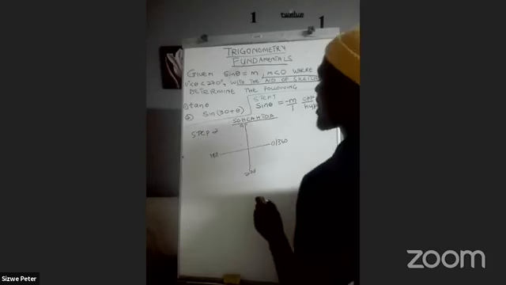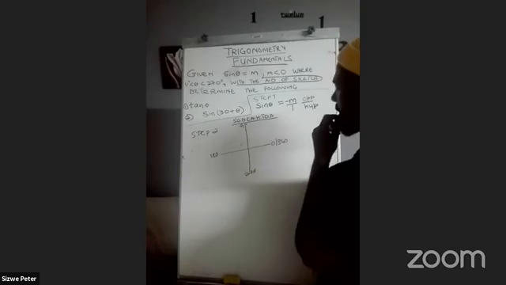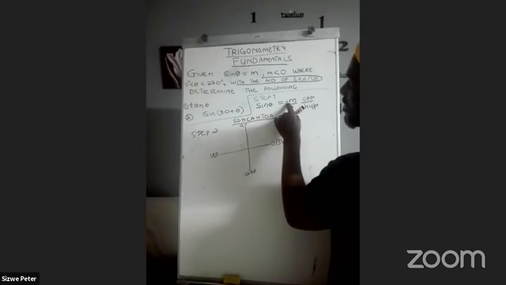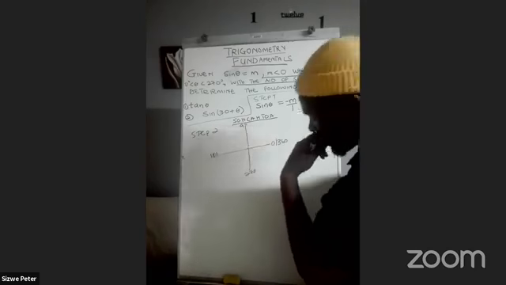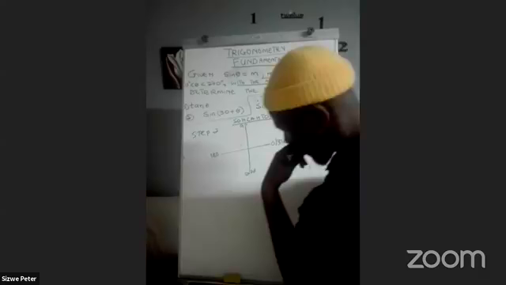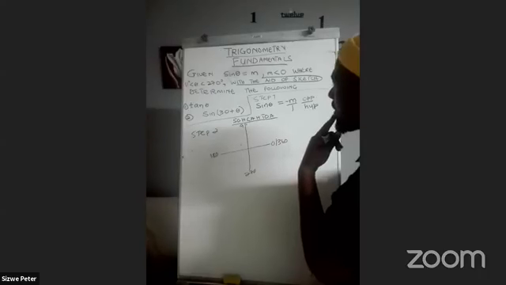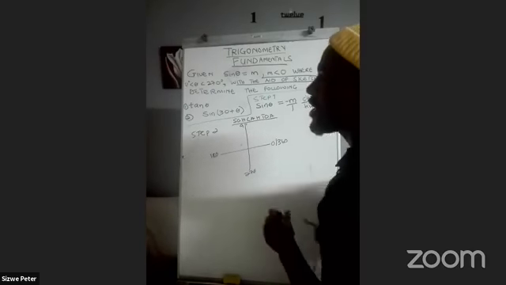Now what we need to do, we ask ourselves, where is sine negative? Which quadrant is sine negative? Why is m negative now? Why is m negative?